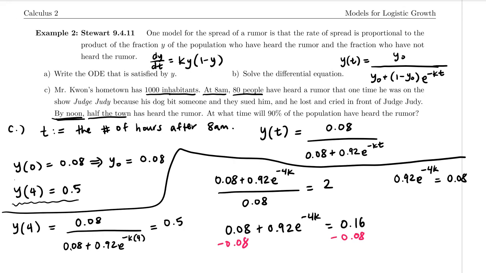And then from here, we can divide both sides by 0.92. And we get e to the negative 4k is equal to 0.08 divided by 0.92, which is equivalent to 2 over 23. And then from here, I could take the fourth root of both sides, or another way of saying that is raise both sides to the 1/4 power. And that's going to get rid of the 4 for us. So let's clean up the screen a little bit.